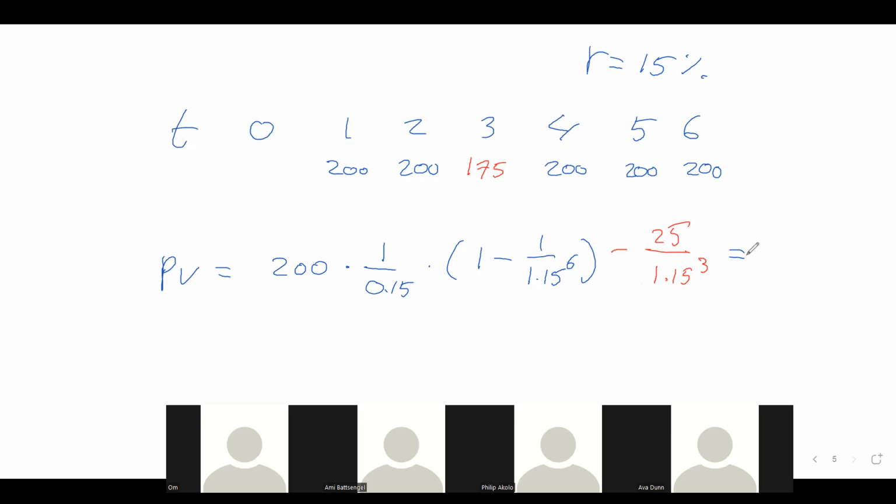Maybe 200 divided by 0.15 times 1 minus 1 divided by 1.15 with the power of 6, minus 25 divided by 1.15 with the power of 3. What do you guys get if you fill this in?